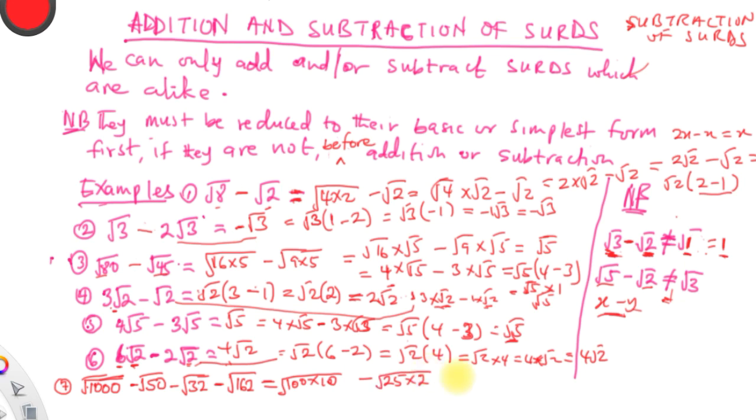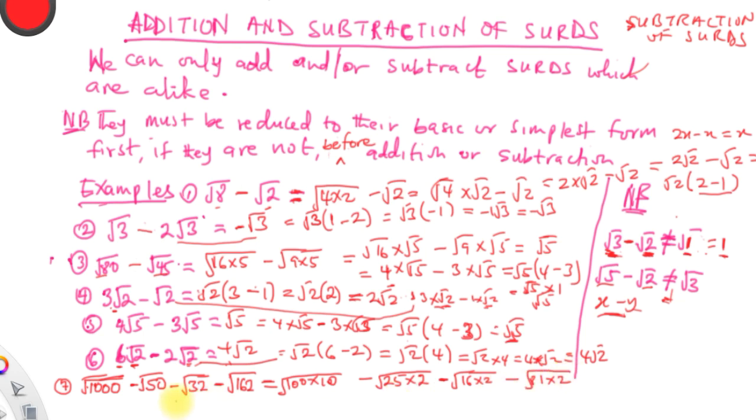And then we have 32. We have 4 times 8, which is 32. 4 is a perfect square, but that's not the highest. You have 16 times 2, which is also 32. So we take 16 times 2, because 16 is the highest perfect square. And then 162 is also 81 times 2. So this is what we get.